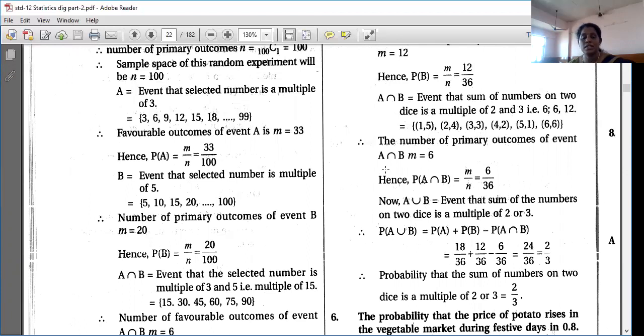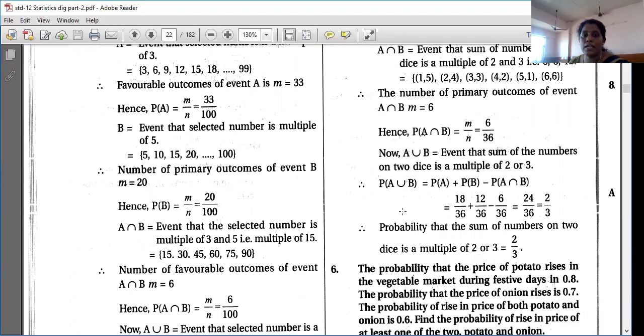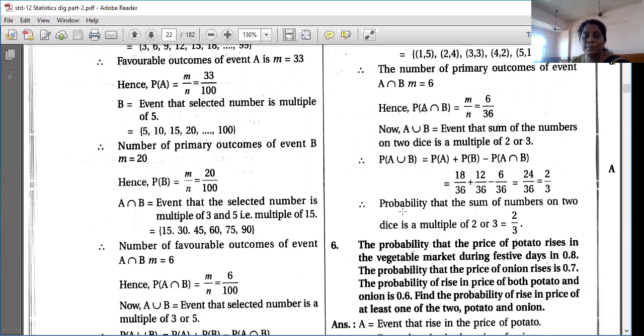Right. So P of A intersection B, in A intersection B your M is 6. So here now you have to put the formula, that is P of A intersection B, that is M upon N, that is equal to 6 upon 36. Right. Now you have to put the formula, that is P of A union B equal to P of A plus P of B minus P of A intersection B. Right. So P of A is 18 upon 36 plus 12 upon 36 minus 6 upon 36.